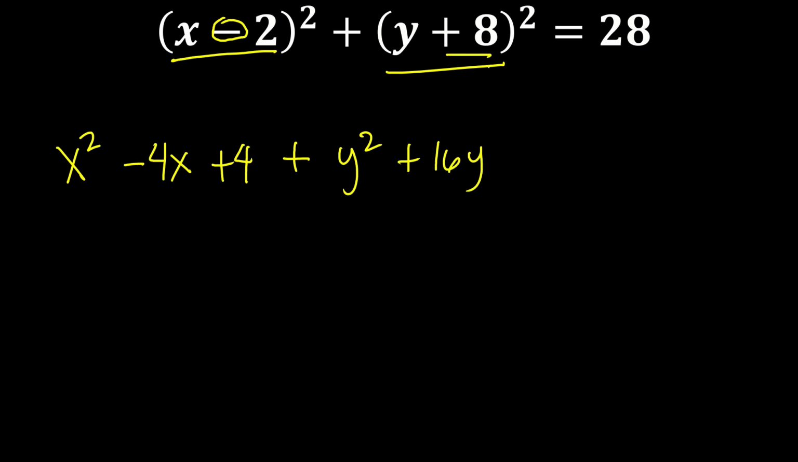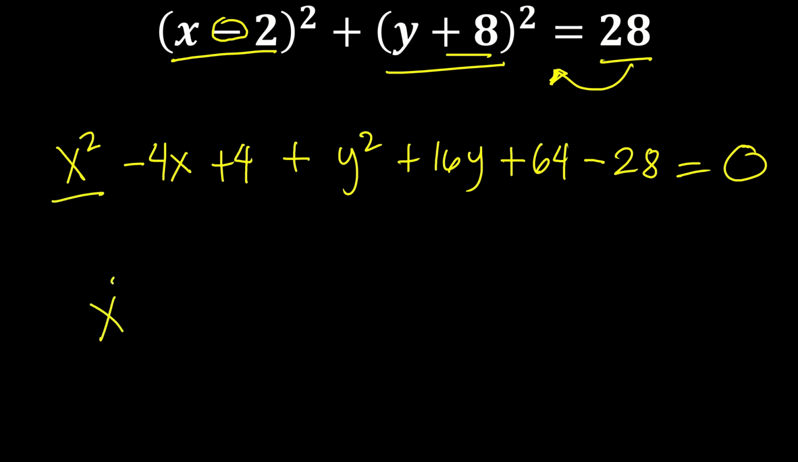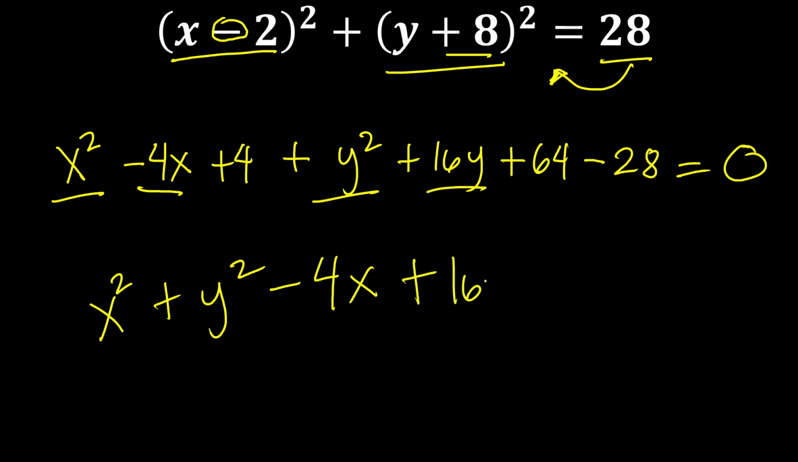Then, positive 8 raised to the second power is positive 64, because 8 times 8 will give us 64. Then, negative 28 is moved to the other side, so from positive 28 it becomes negative 28. Then, it is now equal to 0. Next, rearrange the terms. We will put x squared first, followed by y squared, and then the terms with x, so negative 4x, followed by the term with y, so plus 16y.